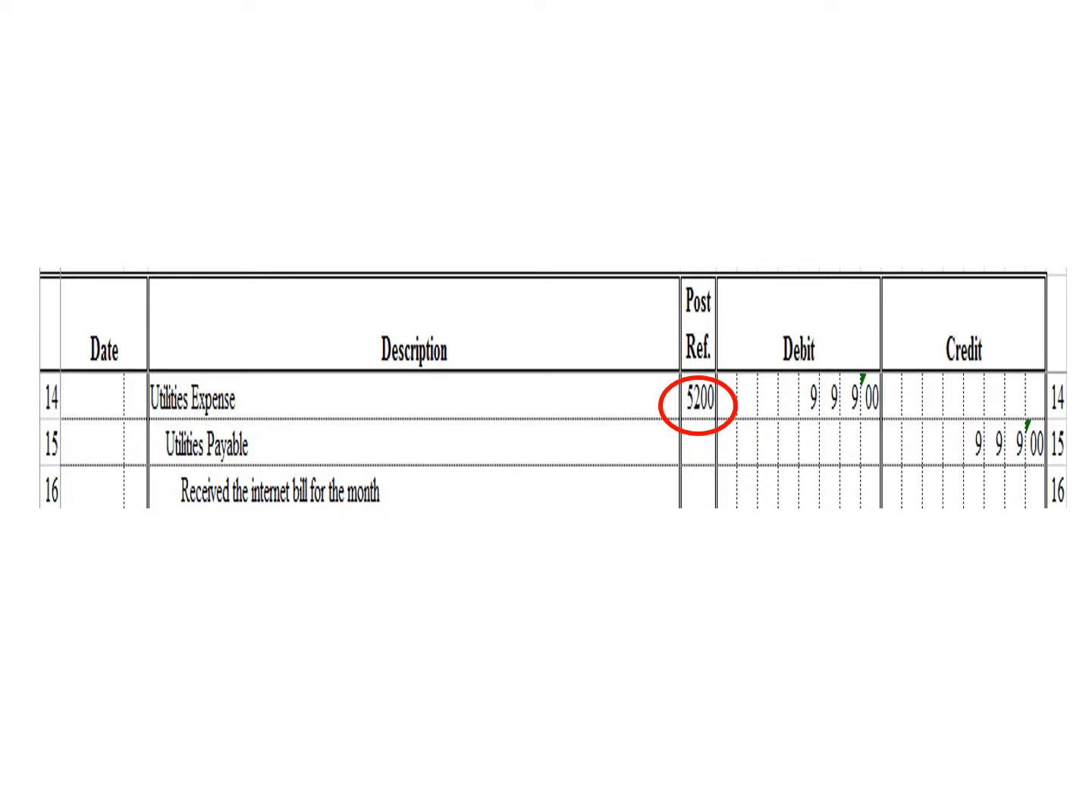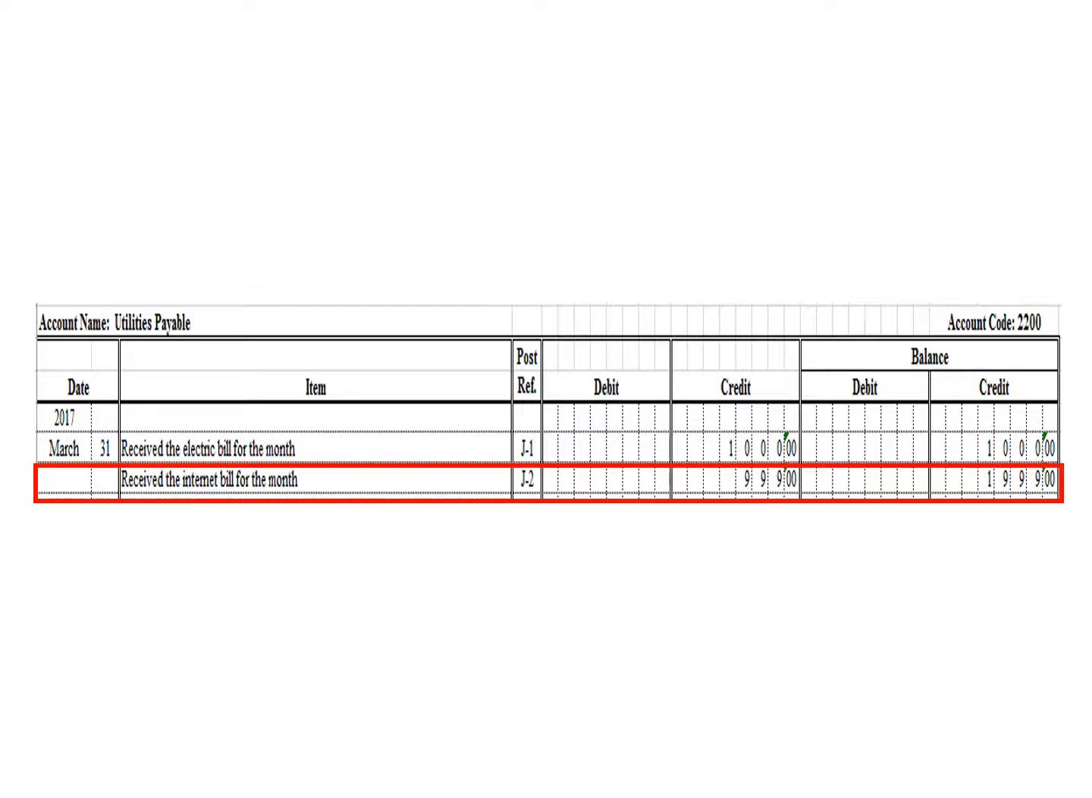After posting the debit entry, we write the posting reference, 5200, the account code for utilities expense. Let us post the credit entry. In the utilities payable ledger, we write the description, receive the internet bill for the month. Posting reference, J2. Under the credit column, we write 999 pesos.